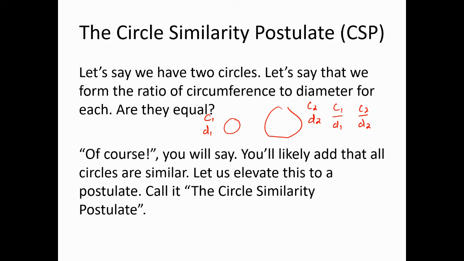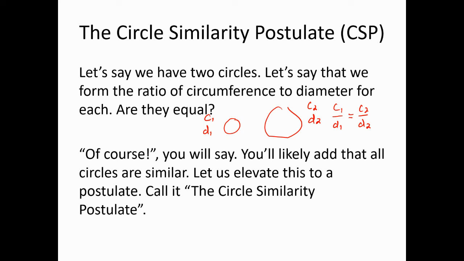Would you believe that they are equal? Of course you do. This is one of those points in the class where it's like, okay, here's the postulate. You now understand what it means. Do you believe it's true? Of course, right? This seems to me very much like similarity, doesn't it? Because what does similarity imply? In the case of polygons, part of what it implies is proportionality, which is equality of ratios. So what I've said here is that the ratios of circumference to diameter are equal. So let us call this the circle similarity postulate.